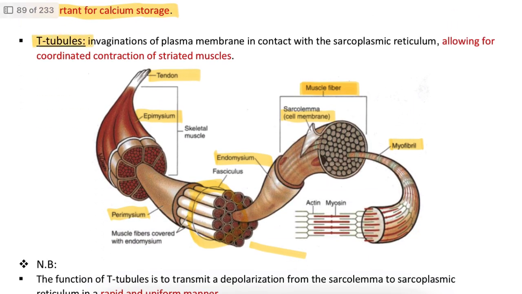Next you can see here T tubules. Why does T mean transverse tubules? These transverse tubules are like invaginations of the sarcolemma that penetrate deep into the muscle cell. They carry the action potential from the surface into the muscle interior, closely associated with the terminal cisterns of the sarcoplasmic reticulum to form triads. I will explain these things while using images.